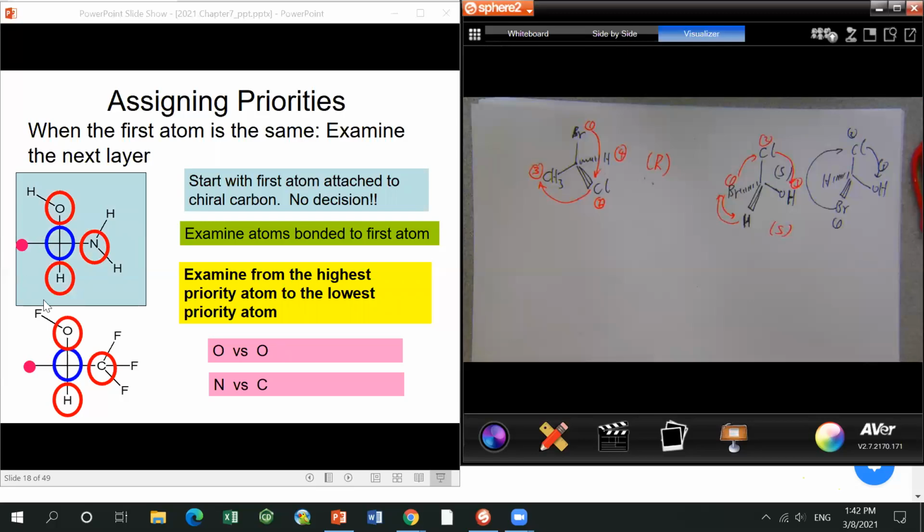For example, for these two, we can distinguish the priority based on the second layer. We don't need to move to the third layer. The bottom one has fluorine attached in the third layer, and the top one only has hydrogen attached in the third layer, but I don't care, because the second layer already told me the top one has higher priority.